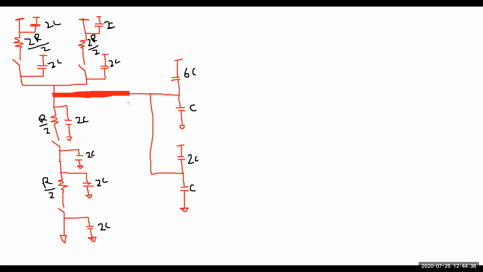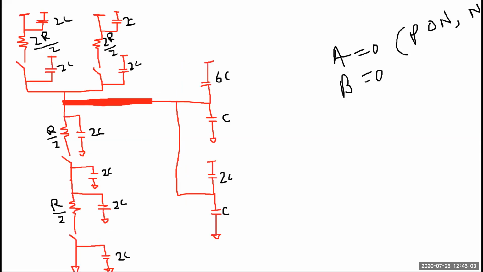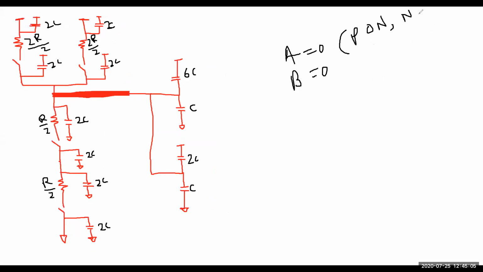Now this one, see, now they said find the what? Fall rise delay first. Rise delay is when A is equal to 0 and B is equal to 0. 0 means, remember, for PMOS, it is on when A is 0, and NMOS is what? Off. NMOS is off, right?